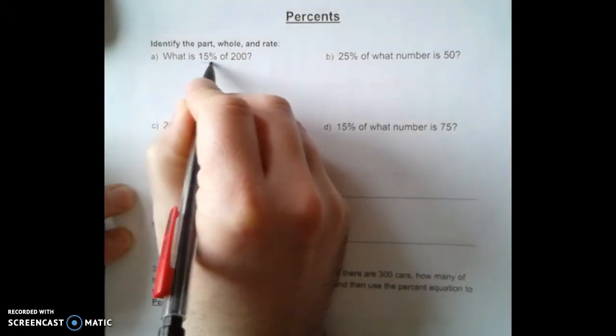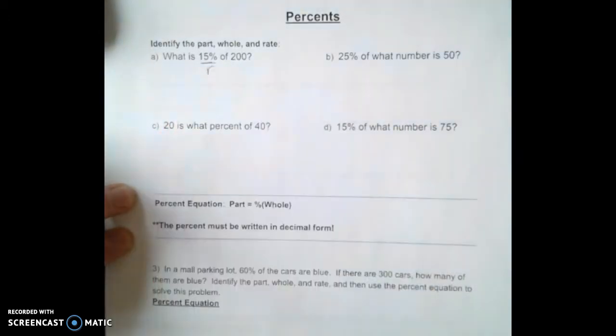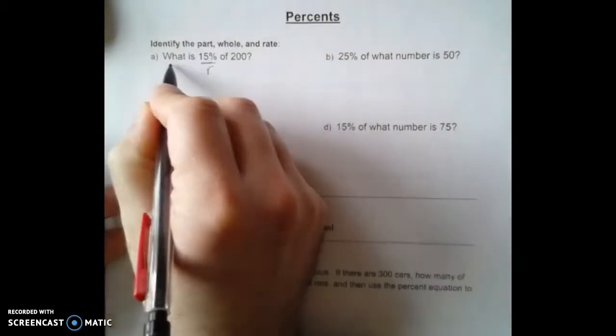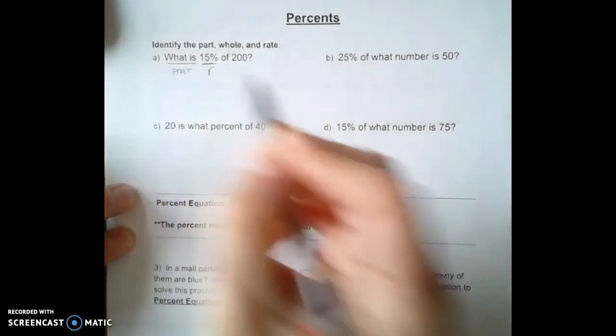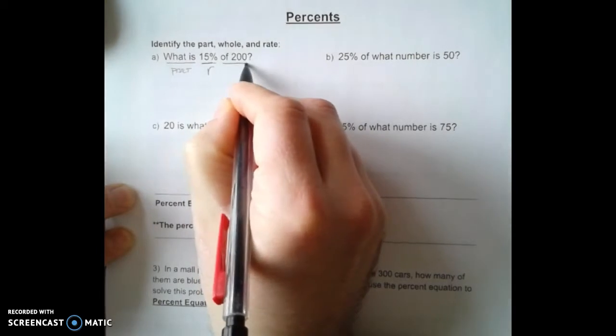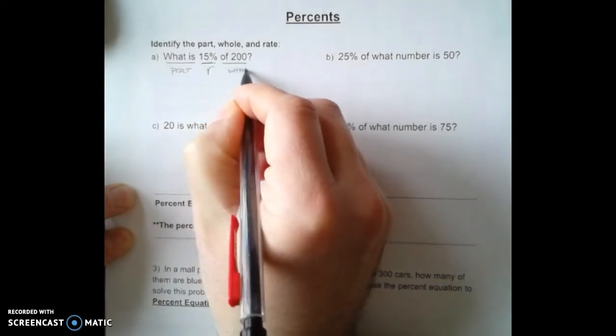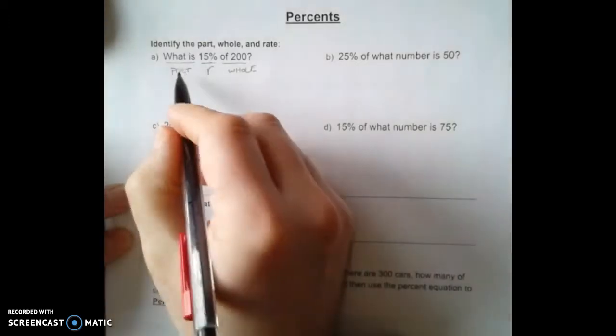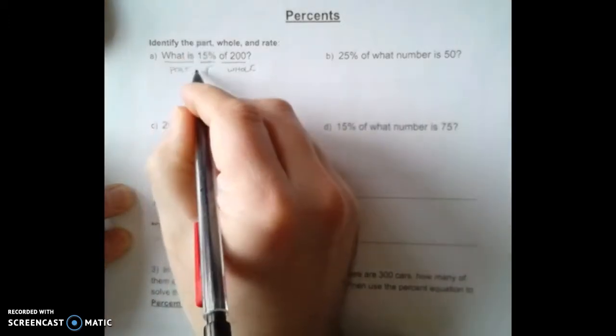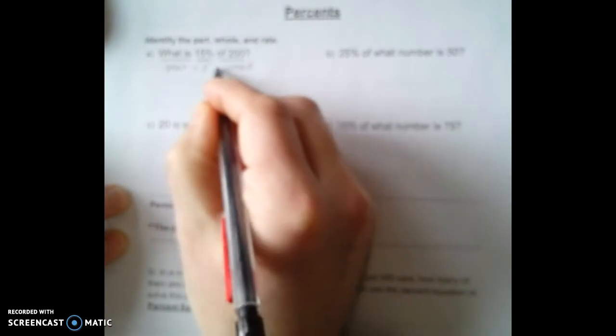Well, 15% right there, that is the rate R. Okay, and now just look for the two words that I talked about, is and of. What is? Well, that's our unknown here. This is the part. And of 200, of is attached to the whole. Okay, and so in order to figure this out, we'd have to set some variable equal to 15% times the whole value of 200.